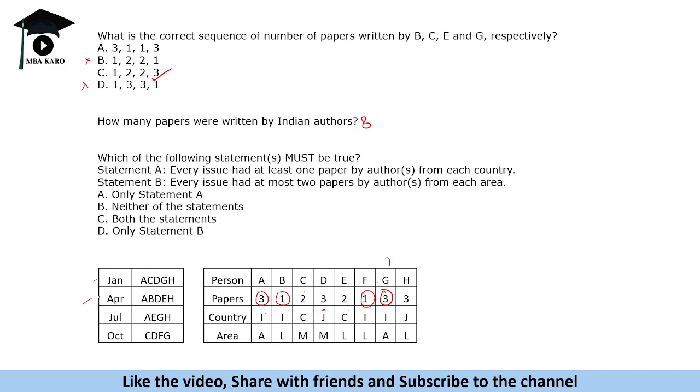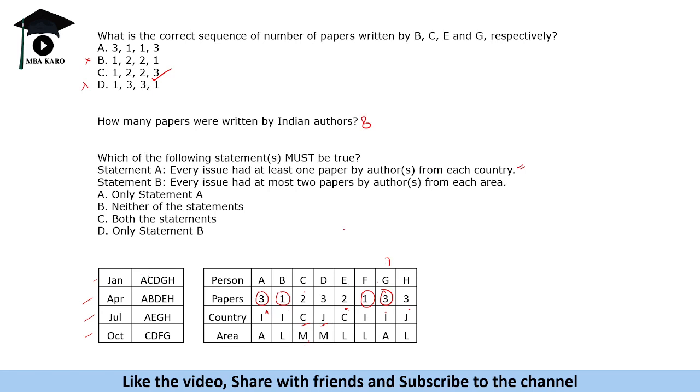So this is also from all countries. A, E, G, H. So Japanese is also there. All are there. C, D, F, G. So yes, that is true. My bad. So this is true. All these have at least one paper by an author from each country.